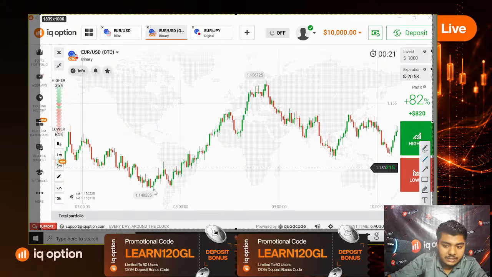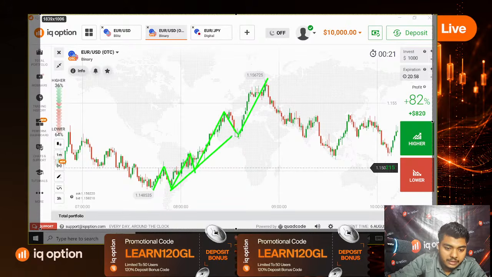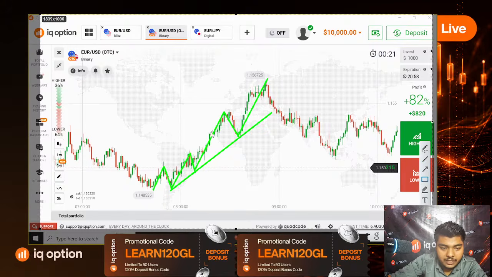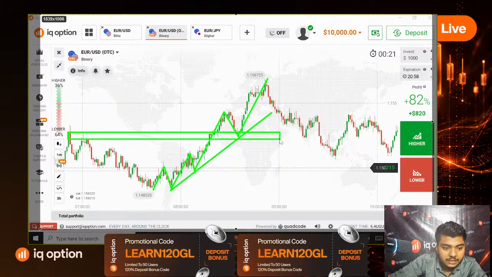The market is in an uptrend, making higher highs and higher lows. Also we get a trend line. Also we get a support area. If you focus here, previously we got a support area here, and at this area we got a lot of price rejection.